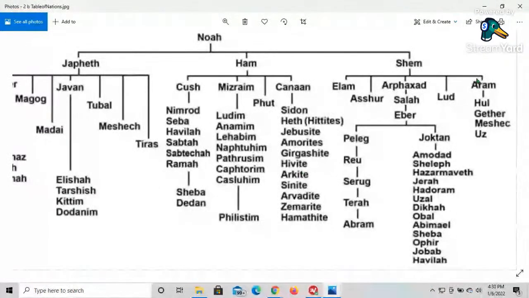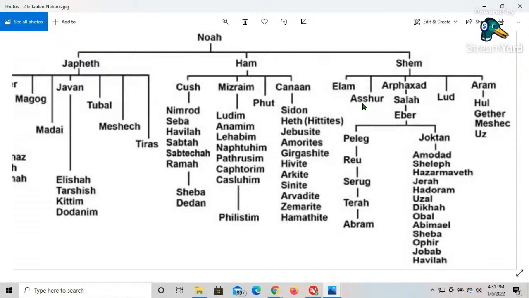Of course, you got the Arameans, Hul, Uz, another Meshech, and Gether. Lud is the Lydians. Arpachshad is the line of Abram, and the Eberus. So this line here would be I and J. So everything I and J is a descendant of Arpachshad. It could be an Eberu, it could be Arabic, it could be Abraham's descendants, Israel. It's all I and J.